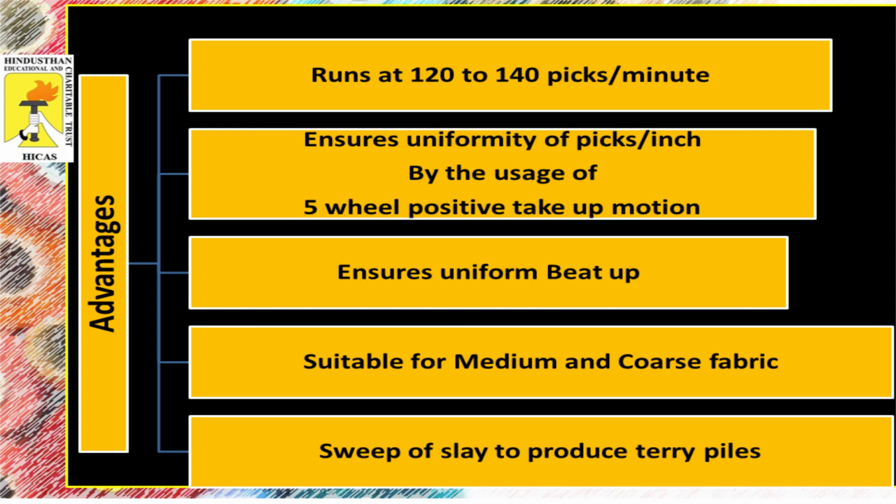Next, advantages. Runs at 120 to 140 picks per minute and it ensures uniformity of picks per inch by the usage of the 5 wheel positive take up motion, and it ensures a uniform beat up process also. This loom is suitable for medium and coarser fabrics. In this loom, it sweeps off the sleigh to produce terry pile structures.